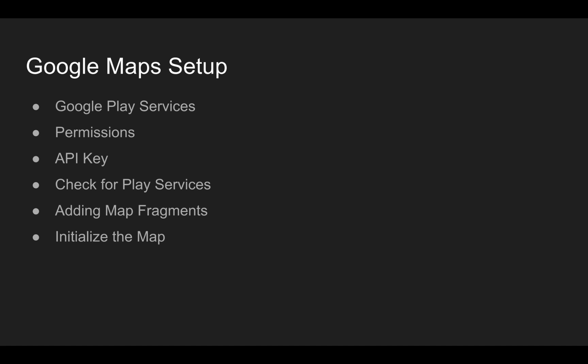And you'll then have to check inside your code if Google Play services are available, then add map fragments. That's what is available to display maps, and we'll be creating a Google map fragment object, and then access that in your code and initialize the map with that particular object. So that's the steps that we will follow.